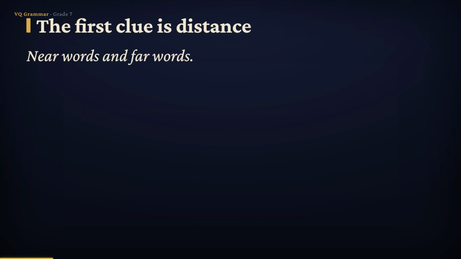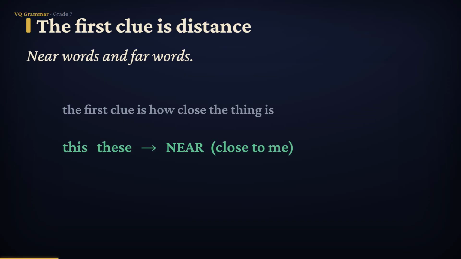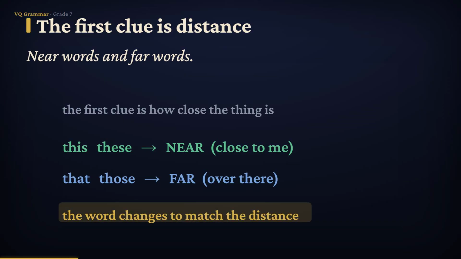The demonstratives split along two lines, and the first line is distance. This and these point to something near you, something close at hand. That and those point to something far from you, something over there across the room. So if I'm holding the book, I say, this book. If the book sits on a shelf across the room, I say, that book. Near or far, the word changes to match the distance.